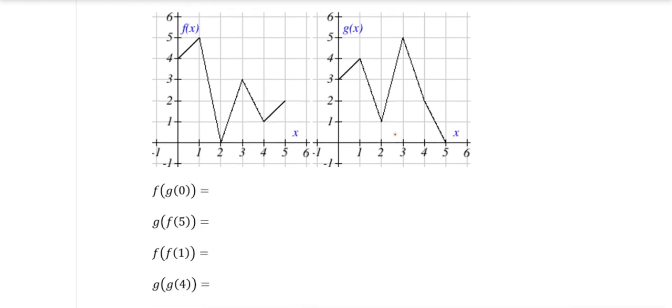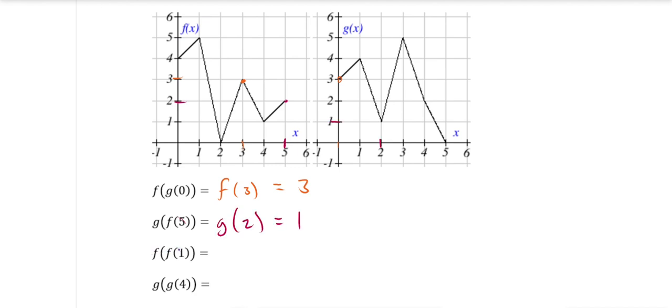For example, if I plug in 0 into g, I should get 3. So this is f of 3. And we just saw that f of 3 is itself 3. Likewise, if I plug in 5 into f of x, so starting here, I get 2. And then plugging in 2 into g of x, I get 1.